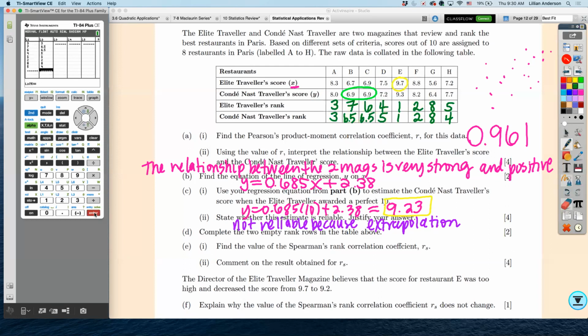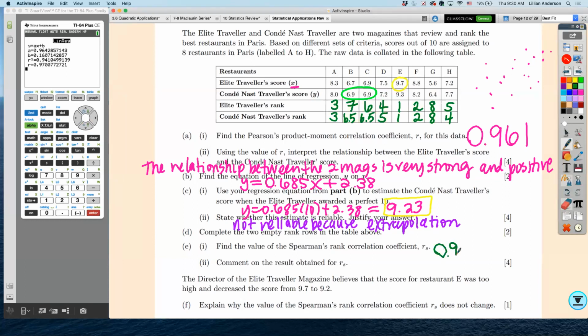And I find Spearman's rank the same way I find correlation coefficient. I press stat, I go over to calc, and I go to option 4. The same way I would do to find my correlation coefficient. The only thing that's different is the fact I'm using the ranks, not the actual raw data. So my Spearman's rank coefficient is 0.970.